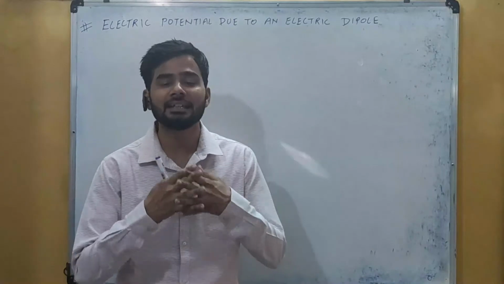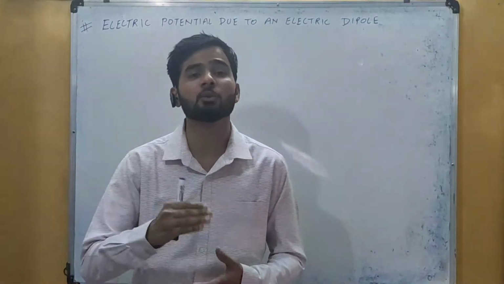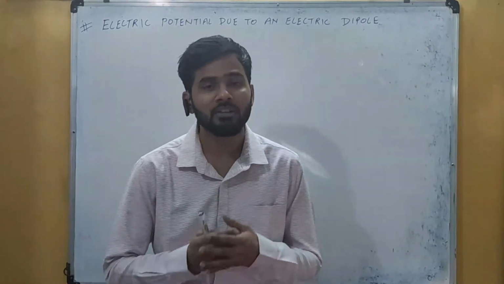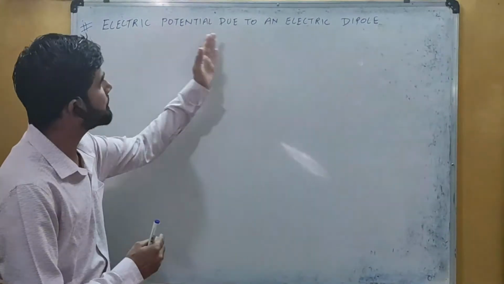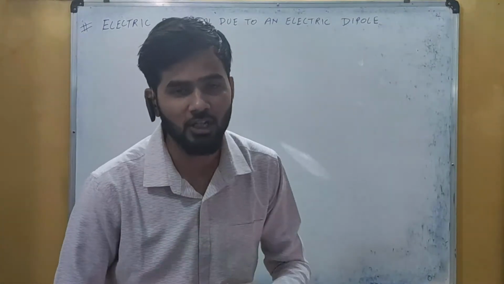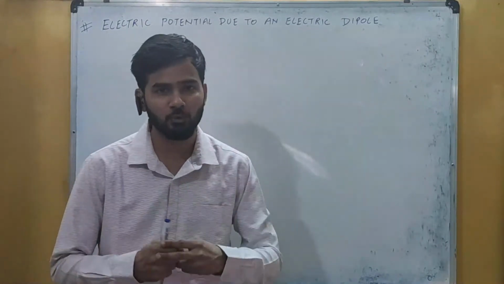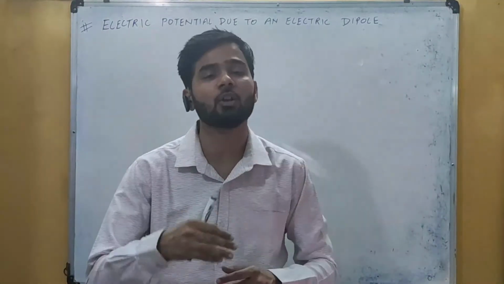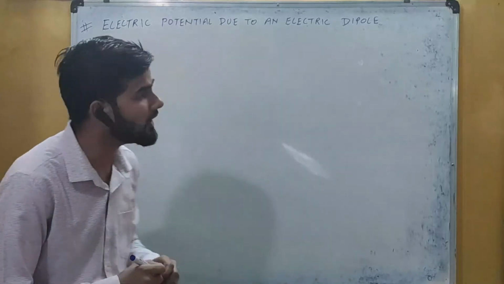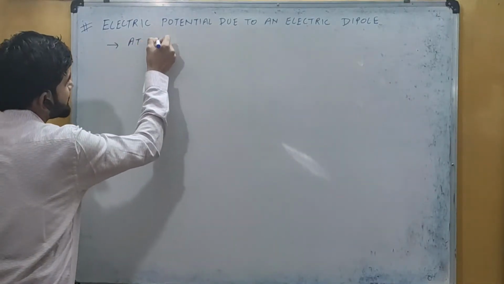वहाँ पर हमने एक electric dipole के लिए electric field density calculate की थी on axial line and also on the equatorial line. Now here we have the electric dipole and because of that dipole we have to calculate the electric potential at a point. लेकिन यहाँ पर भी हमारे पास दो points होंगे, that is on the axial point and on the equatorial point. So first of all, let us calculate the potential at axial point.